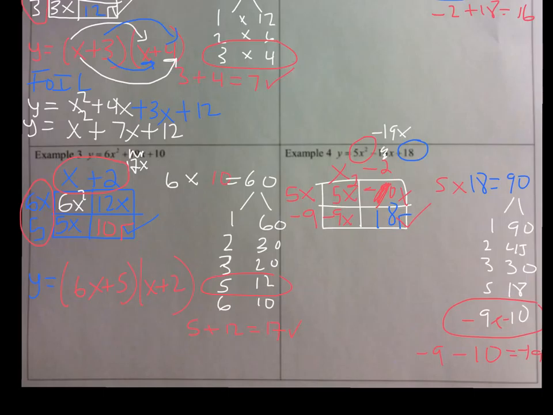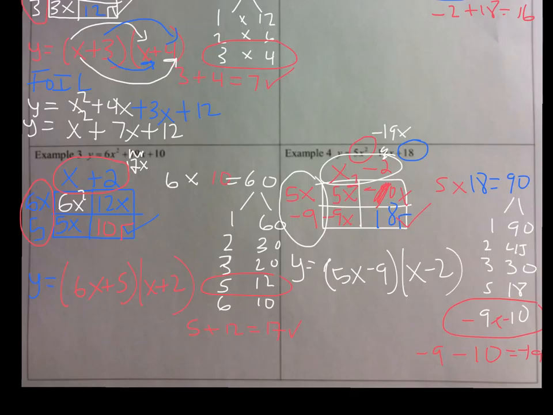Alright, the last step. We're going to write this polynomial in factor form. So we're going to say 5x minus 9 times x minus 2 will be our factor form of this polynomial. Again, if you want to check your answer, see if you get back to the original term, use FOIL, and it should give you back your original term.